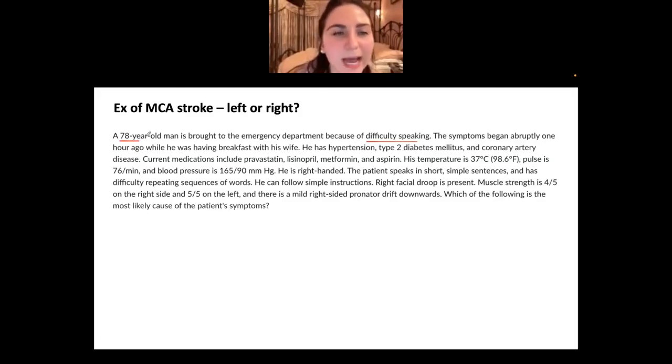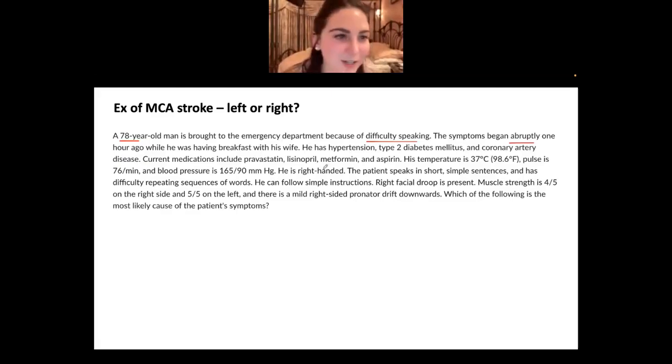Usually when they're trying to get at a stroke of some sort, they're going to talk about risk factors for stroke, like high blood pressure, hypertension, high lipid levels, type 2 diabetes. They'll usually mention that in the vignette to help you think, this person probably had a stroke. And they're usually older. So a 78-year-old with difficulty speaking, abruptly, usually they are abrupt. So he wasn't doing anything.